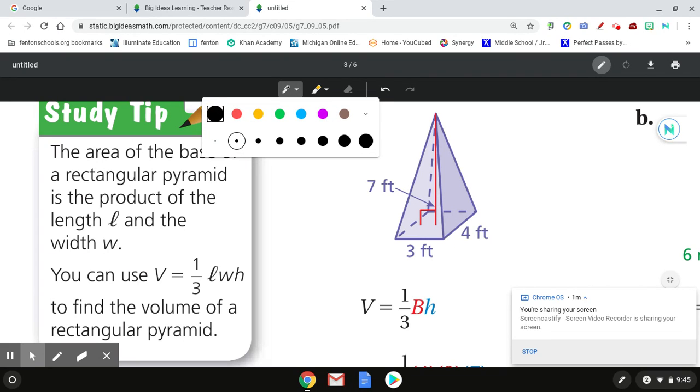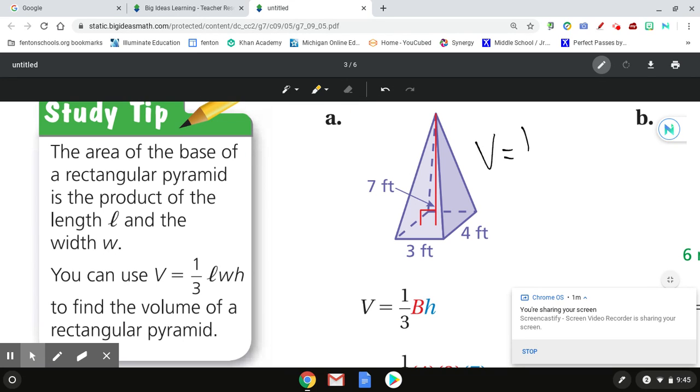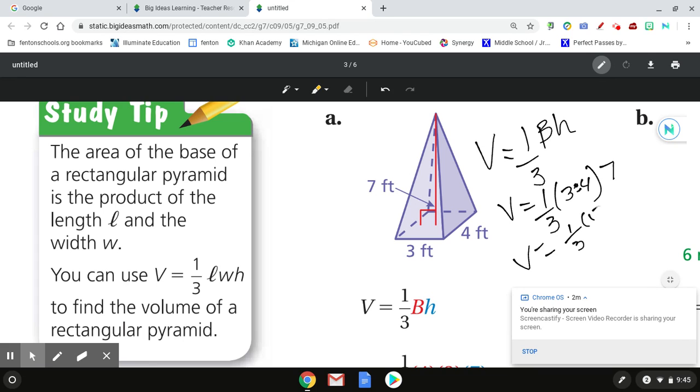All right, so I have volume equals 1/3 big B, right? Because it's the area of the base times the height. So the area of the base is 3 by 4. So I'm going to put in there 3 times 4. And then the height of this pyramid is 7. So I'm going to go times 7. So I'm going to multiply all the way across. So 1/3 times, this is 12. So 1/3 times 12 times 7. So now 1/3 of 12 is 4. Okay. And then times 7, that's going to equal our 28.